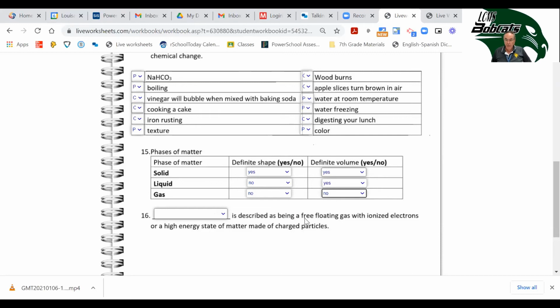Fourth state of matter: free floating gas with ionized electrons and a high density made of charged particles. This is plasma.